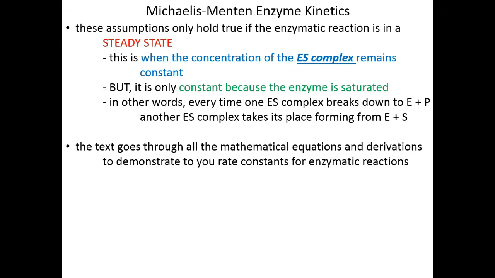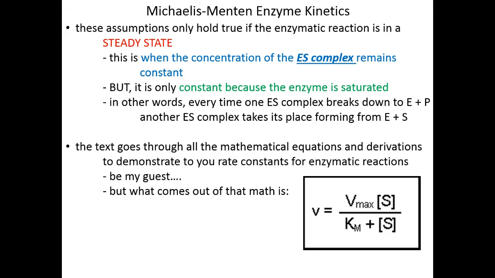The textbook goes through all of the mathematical equations and derivations to demonstrate to you that these rate constants are valid for all these enzymatic reactions. You can go ahead and look at that if that's something that makes you happy. We certainly won't cover that in this portion of the course, nor will you ever need to know any of those derivations for any exam in this course. But what it all comes down to when all those derivations are done is this. Oh man, goosebumps. This is the Michaelis-Menten enzyme equation. And this you do need to be familiar with for this course.